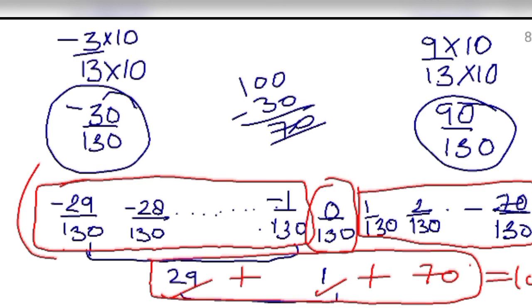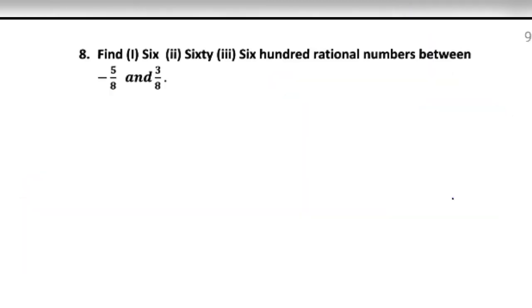No need to write all the numbers, just write the starting point, dot dot dot, ending point. Okay. Next, question number 8. Find, first part is 6 rational numbers. Minus 5 upon 8, 3 upon 8 they have given. Firstly, denominators are same, so no need to make the denominators equal. Check the integers between minus 5 and 3.